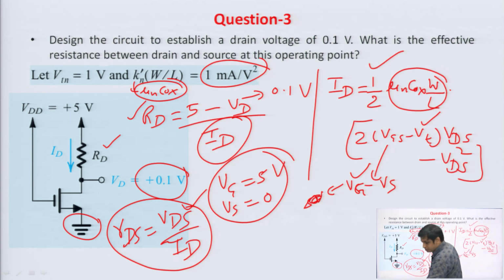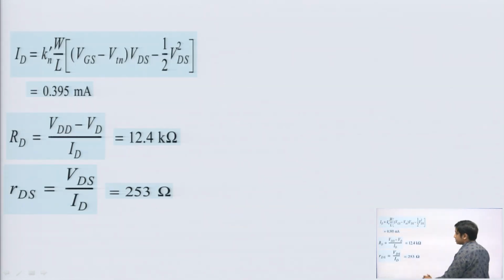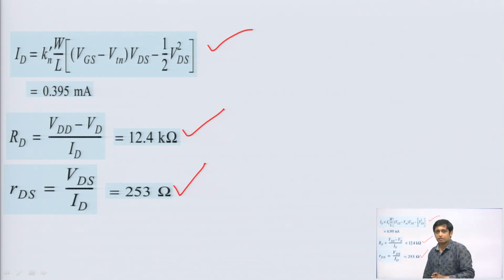Fine. So, do all the calculations, and after the calculation we have found RD, that is 12.4 kilo ohm, and RDS, that is VDS upon ID, that is 253 ohm. This is your drain current equation of the MOSFET in linear region. So, the problem is solved.